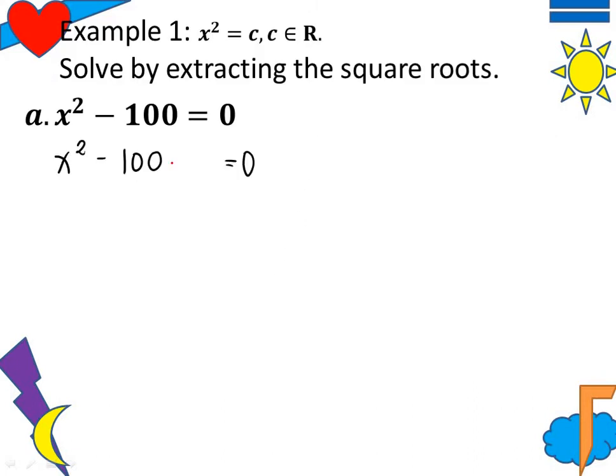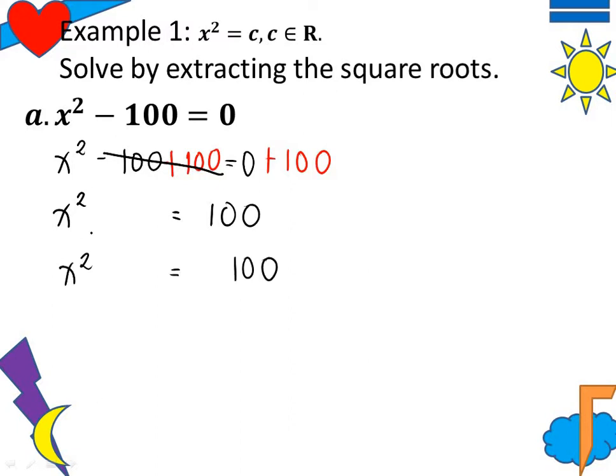So for example, solve by extracting the square roots. Letter A, we have here x squared minus 100 is equal to 0. So step number 1, we need to isolate our constant term 100. And to do that, i-add natin yung additive inverse niya. Since ito yung minus 100, mag-add tayo ng positive 100 on both sides of our equation. Simplifying this one, we have here x squared, negative 100 plus 100 is equal to 0, is equal to 0 plus 100 is 100.